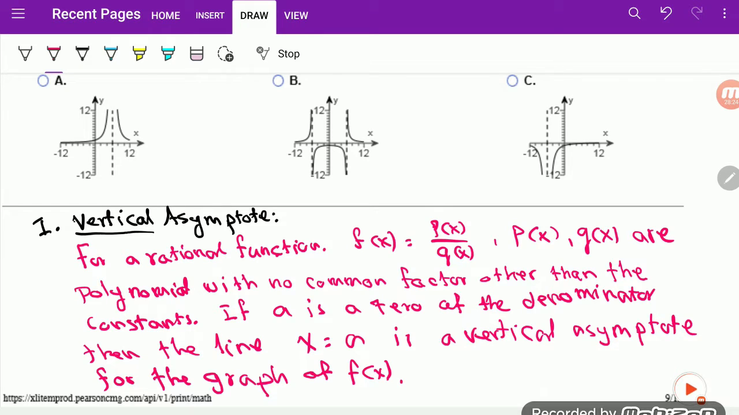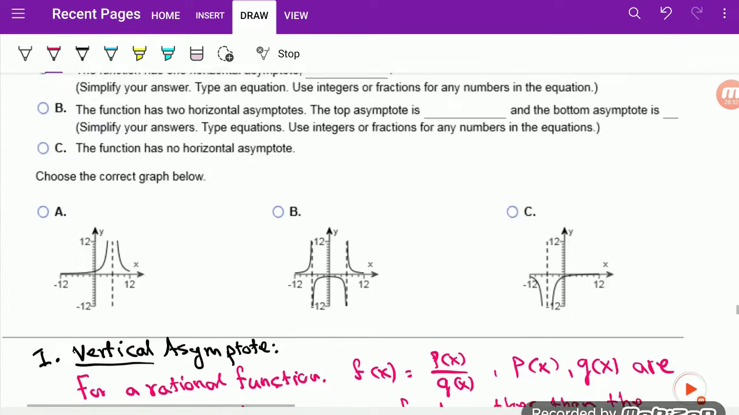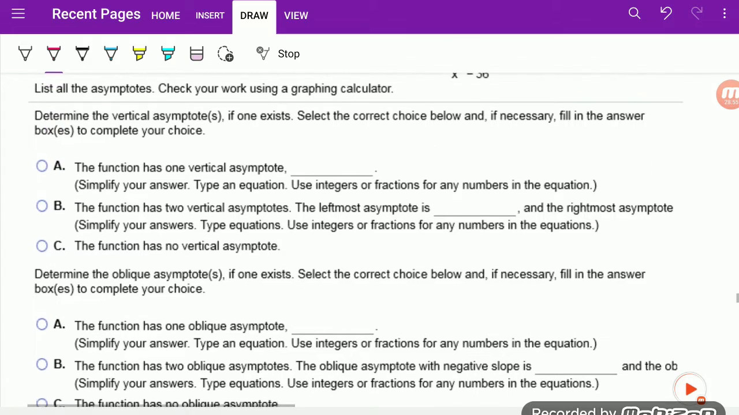What does it mean by the vertical asymptote? It means that f of x goes to infinity as x goes to a certain value a from the left or from the right, or f goes to negative infinity as x goes to a from the right or from the left. And we're going to see this in the graph. So the idea is we need to look at the polynomials and check.